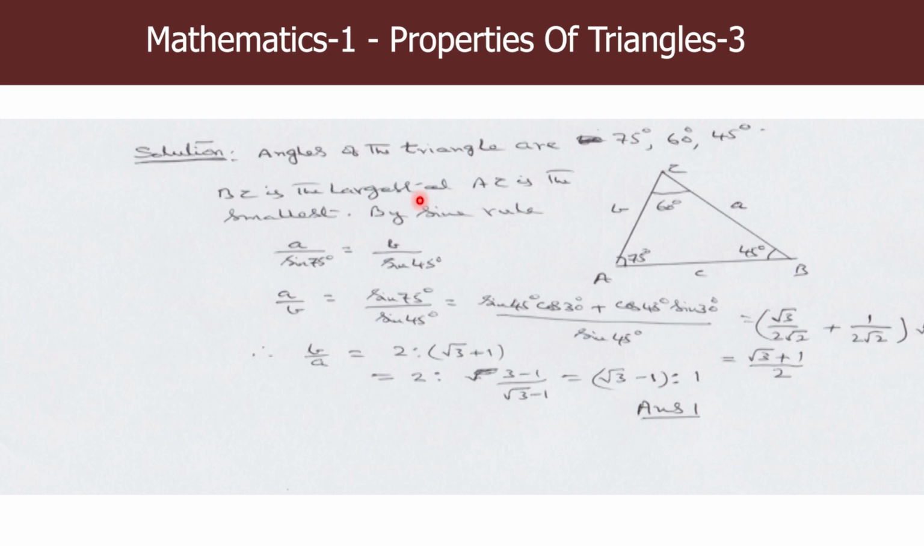So therefore, the ratio is 2 is to √3 minus 1, that is, 2 by √3 plus 1, which gives you that the answer is √3 minus 1 is to 1. So the correct option is option number 1.